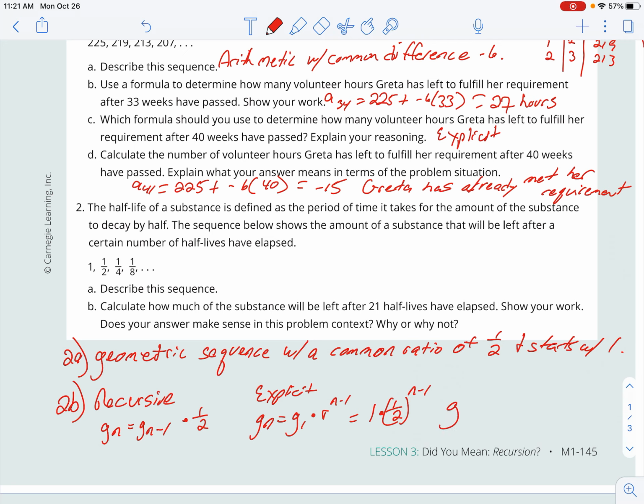So when I want to calculate when 21 half-lives have elapsed, well, what that's actually talking about is the 22nd term. It's always plus 1 for the term. So if I'm at 21 half-lives, the plus 1, I'm actually focused on the 22nd term. So it's going to be 1/2 to the 22 minus 1, which is then 21.